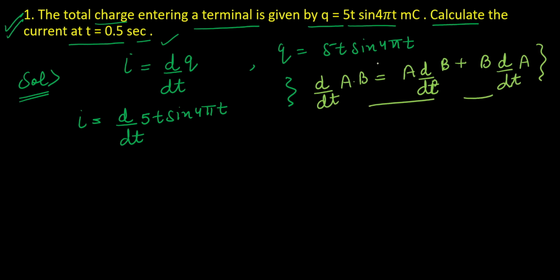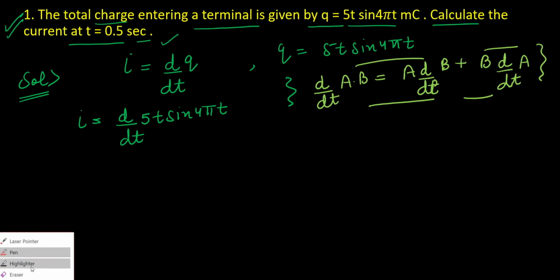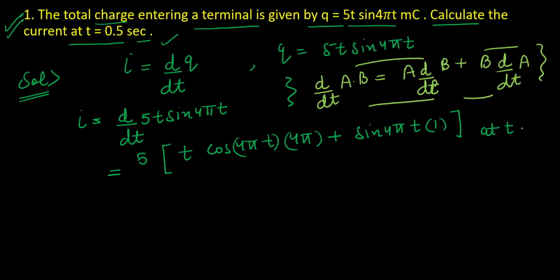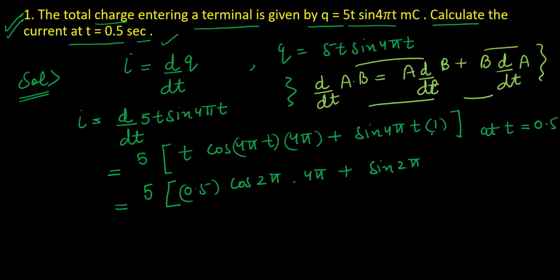It means that it will become, with 5 common, 5 times t, the derivative of sin 4πt, which is cos 4πt into 4π, plus sin 4πt times the derivative of t, which is equal to 1. At t = 0.5 seconds, after substituting the value of t in the equation, we are getting 5 into 0.5 cos 2π into 4π plus sin 2π into 1.